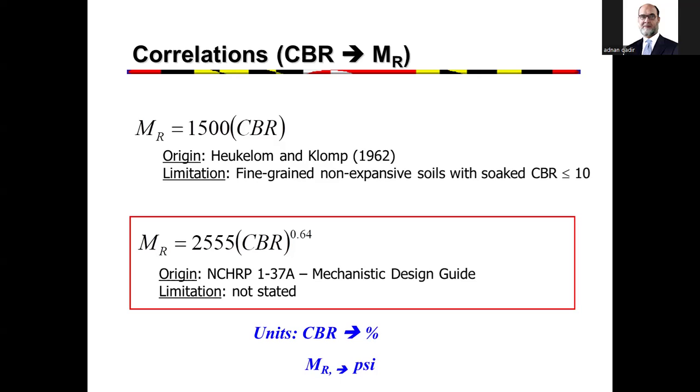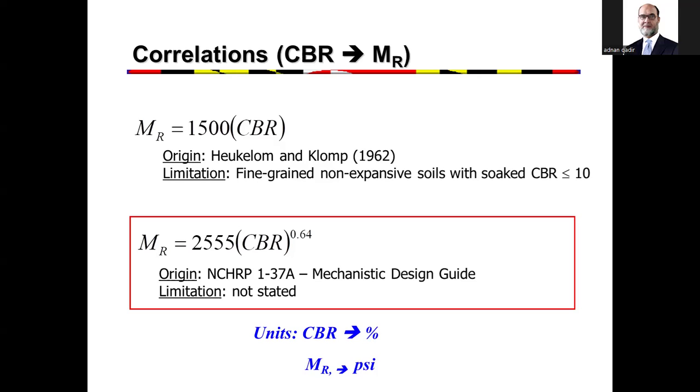But the problem is, if you have soil having CBR 50, then you cannot apply this relation. Again, people are using this relation, though it was not developed for all ranges of soil.